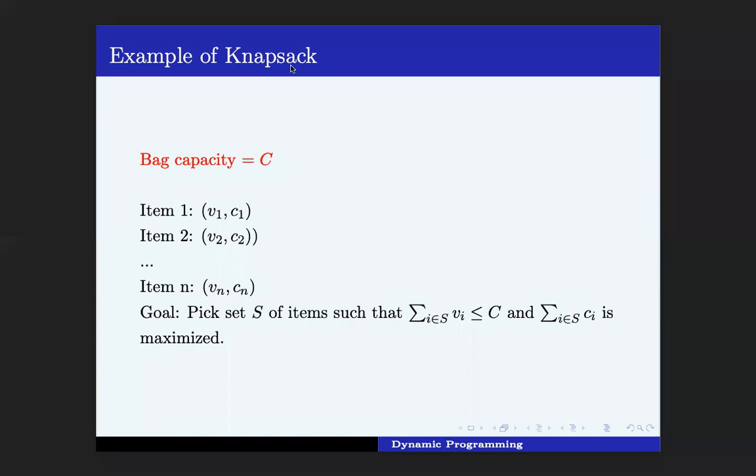Sorry, sir, we couldn't hear you. Oh, what was that? The input size is a function of n and C, of course. It is upper bounded by n plus C, or it is n times C, kind of something like that. Yes, sir. N times C. Anybody who opposes this?